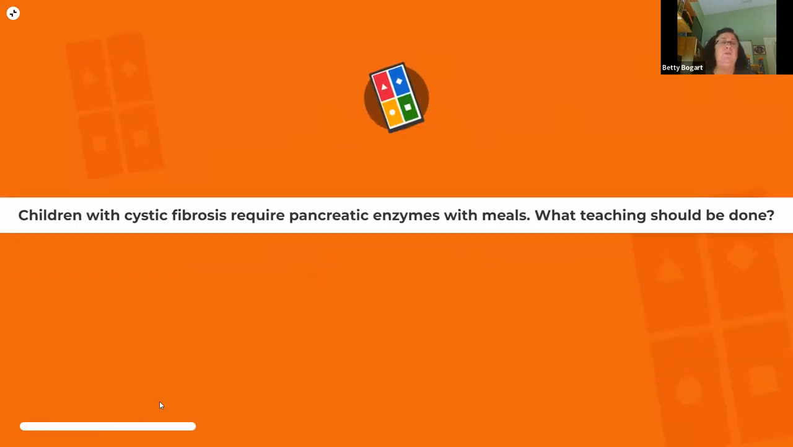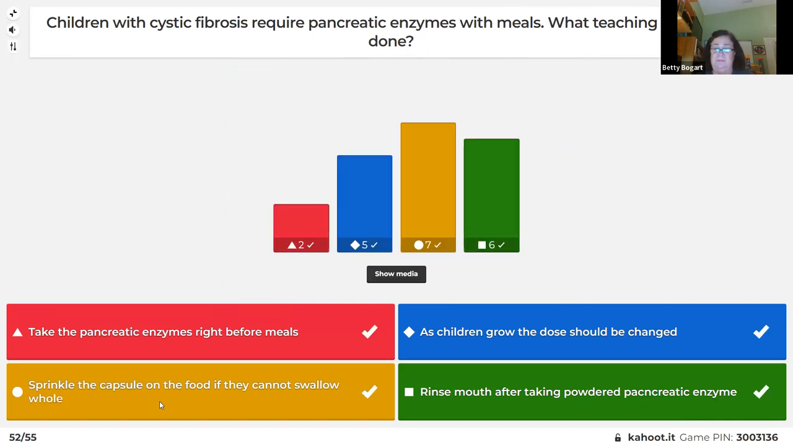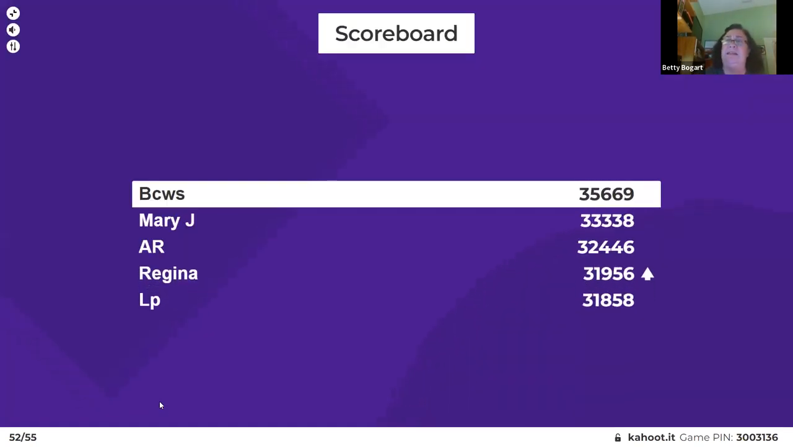Multi-select. Children with cystic fibrosis require pancreatic enzymes with meals. What teaching are you going to give these children and the parents? You're going to see this on one of your NCLEX questions. You're going to take the pancreatic enzymes right before the meals, and not an hour or two before, right before. You can open it up and sprinkle it if they can't swallow it, but rinse their mouth. And always, as they grow, they're going to need a bigger dose, especially children with medicines that they're going to be taking for a lifetime.